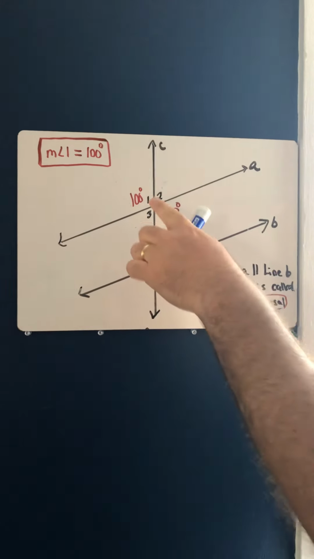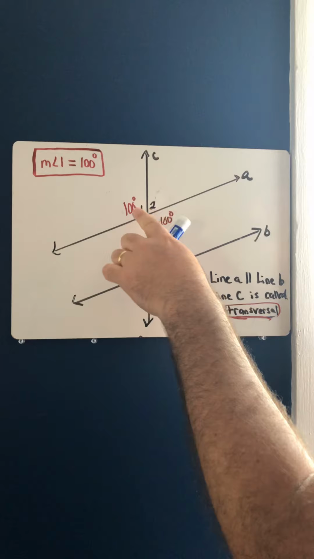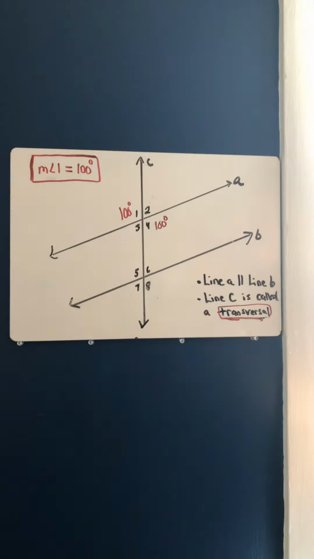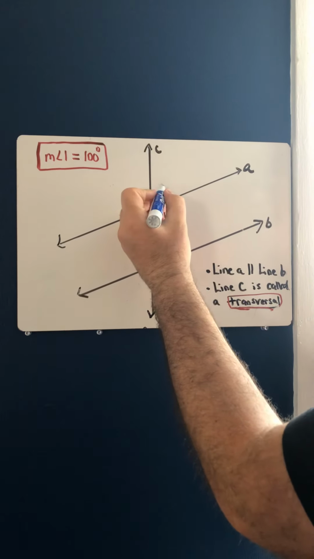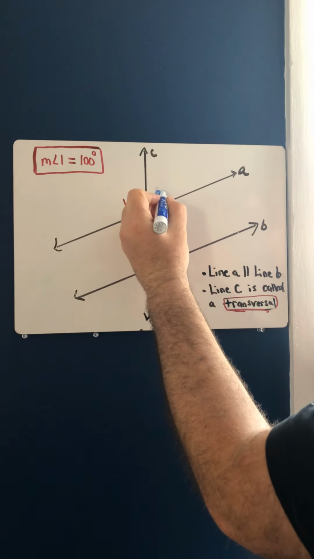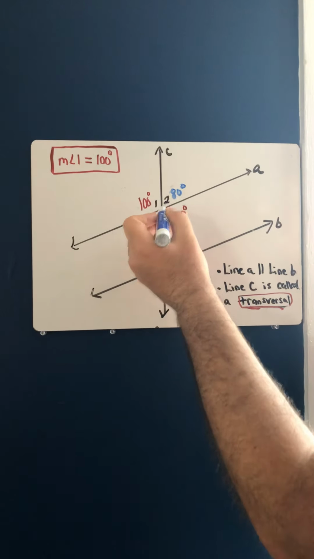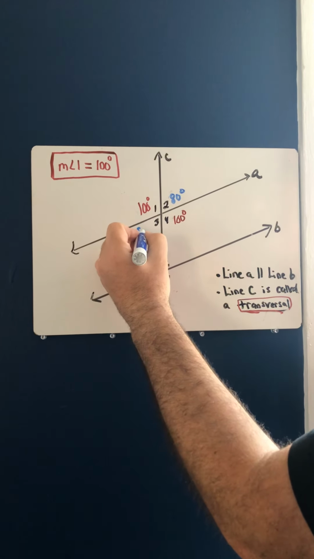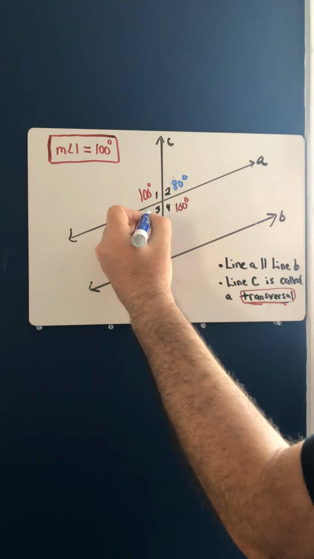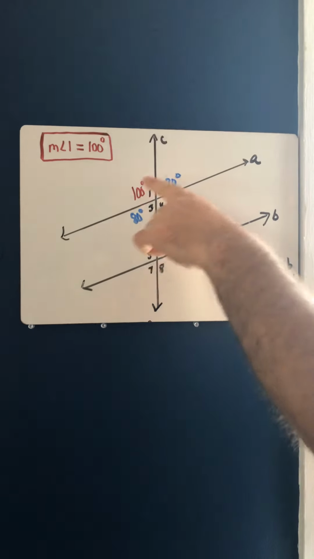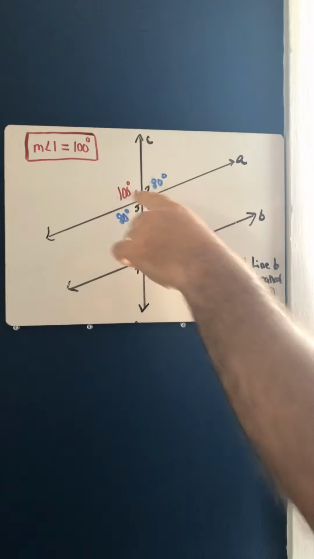And also, we know that angle 1 and 2 make a straight line together, so in total they have to add up to 180. So angle 2 has to have a measurement of 80 degrees, and then that's vertical to angle 3, so that's also 80 degrees. So that's our up top 4 angles based on our understanding of intersecting lines.